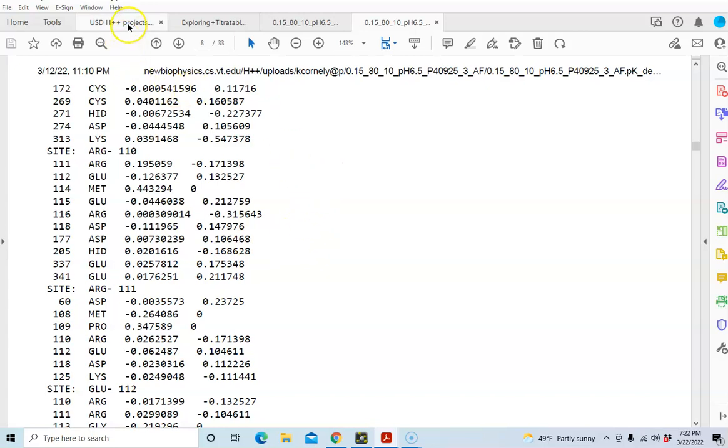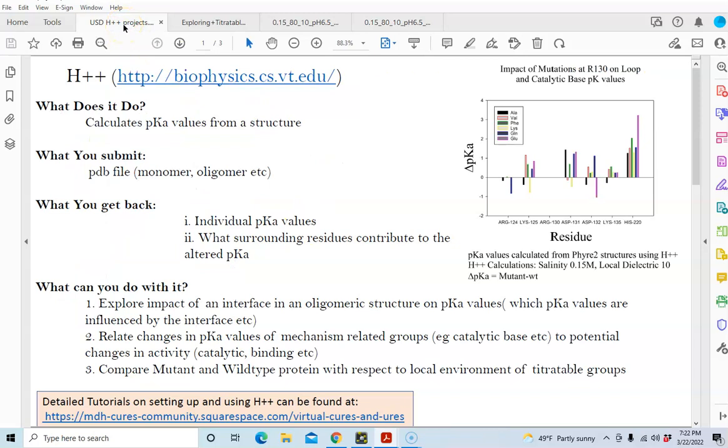So I wanted to show you some of the projects that were shared with us. These are projects that students at the University of San Diego did during the pandemic when they were unable to work in the lab. And they did quite a lot of work with H++. What we're going to do, following in their footsteps, is compare our mutant and wild type protein with respect to the local environment.